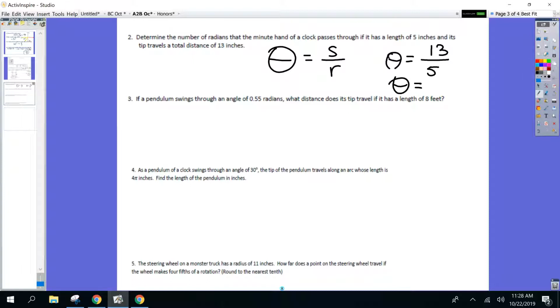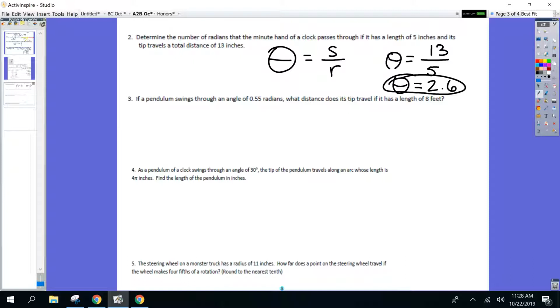13 over 5, 2.6 radians, right? Okay. Yep. All right, next one.